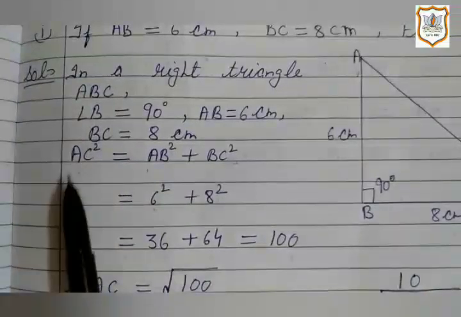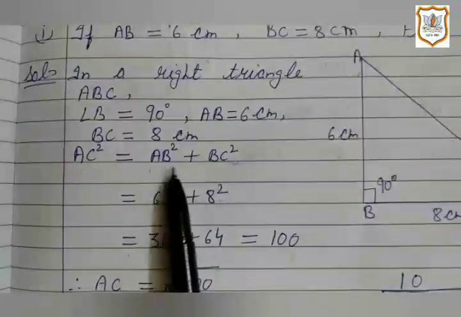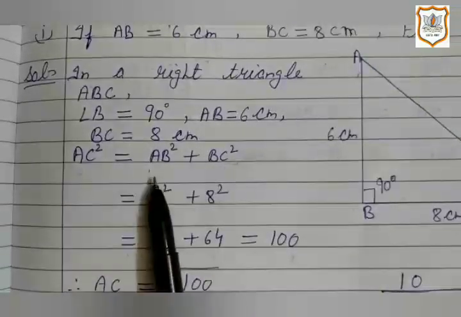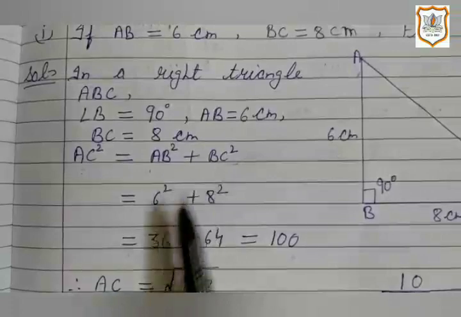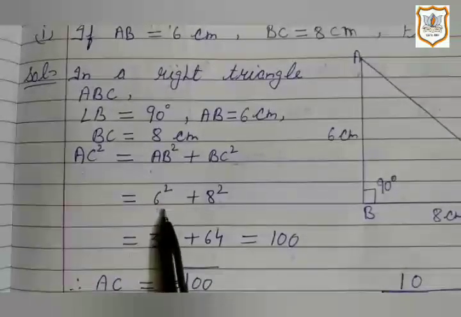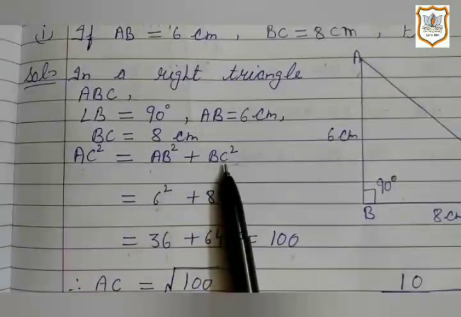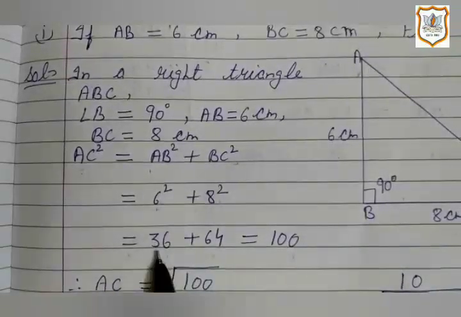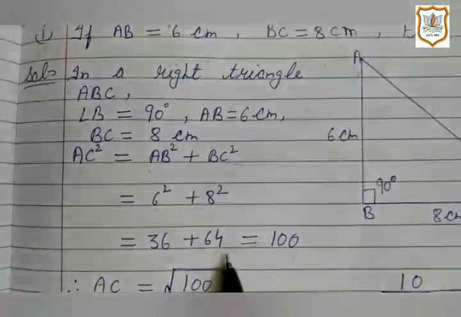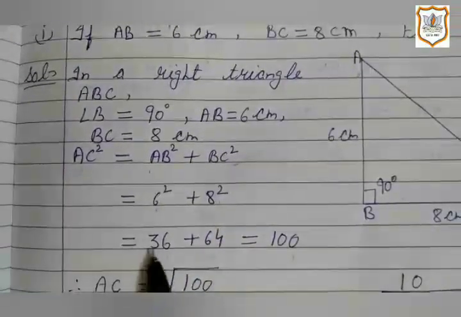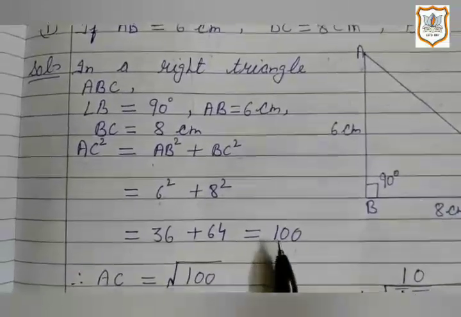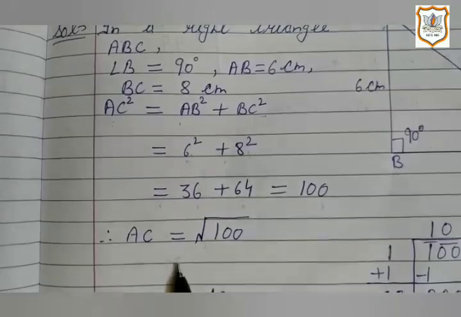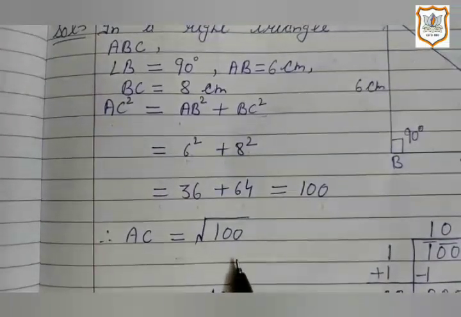Now we use AC square equal AB square plus BC square. We put the value of AB and BC. AB is 6, so we write 6 square. BC is 8, so we write 8 square. 6 square is 36. 8 square is 64. 36 plus 64 is equal to 100. Now AC is equal to square root of 100.